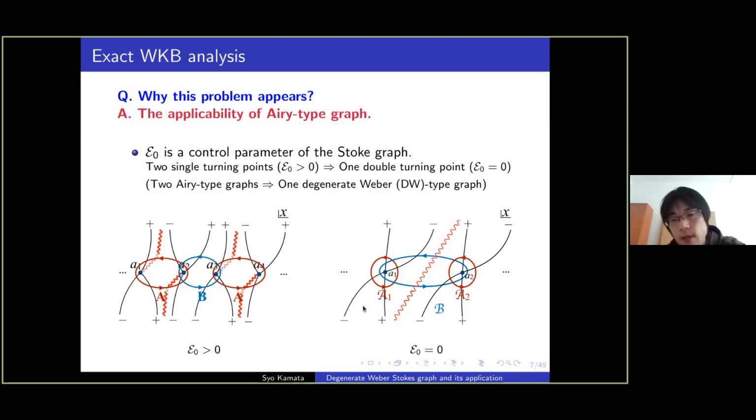However, if we choose E0 equals 0, in this case, these turning points are closing to each other. And finally, we arrive at this one, which is a double turning point. So usually this type of Stokes graph is called the Degenerate Weber Stokes graph.